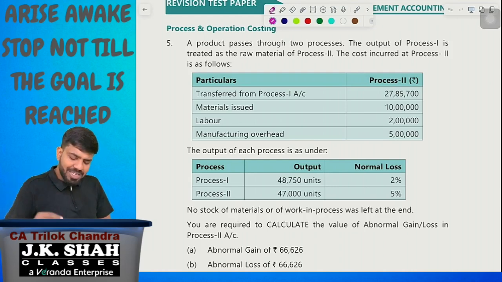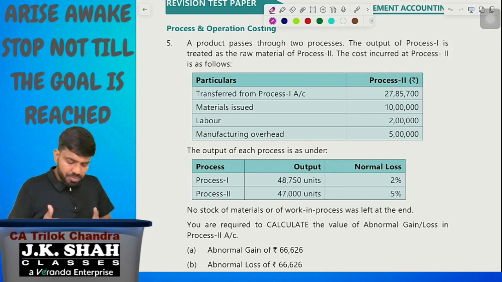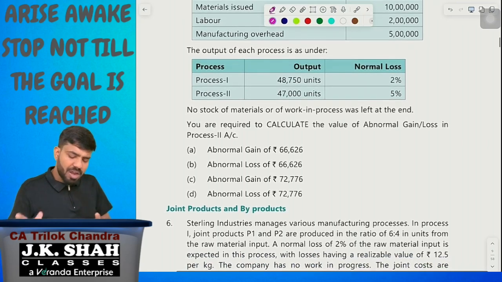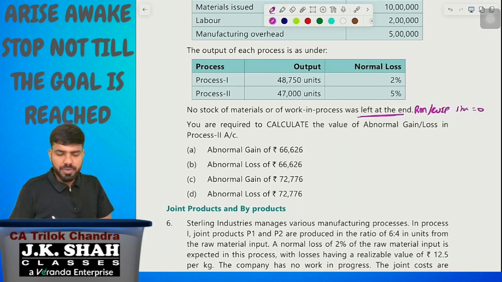The output of each process is as under. Process 1 is giving the output of 48,750 units and process 2 is giving the output of 47,000. They have given the normal loss percentage. No stock of materials or work in progress was left at the end. What is this point stating? Raw material and work in progress stock is 0. That is what they mean to say. Okay, next.